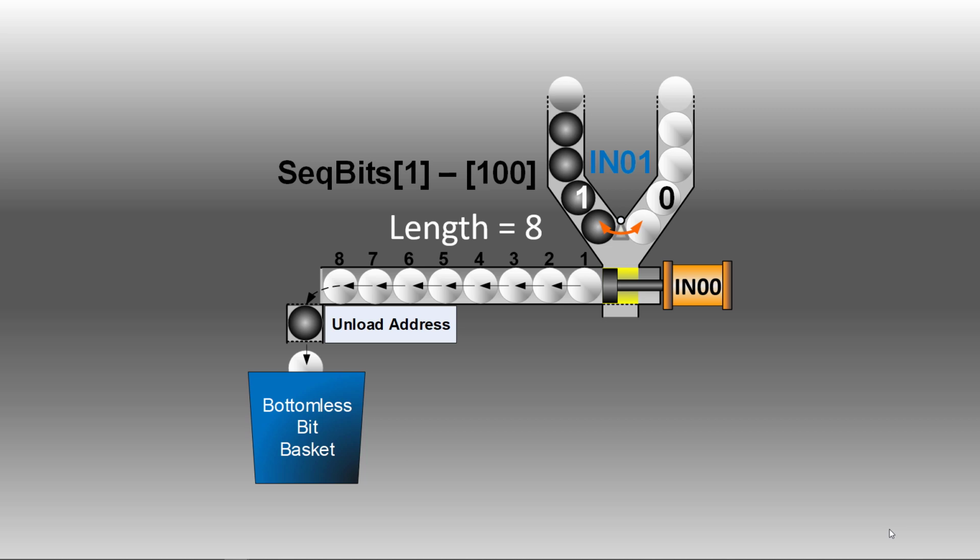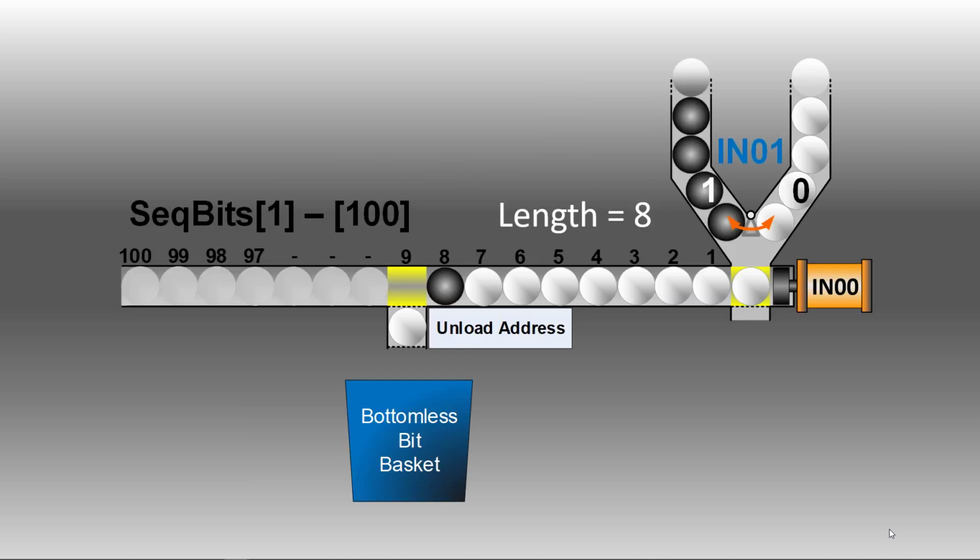Drawn a little bit better, meaning I eliminated 9 through 100 because they're not in play. So this looks a little clearer than the other diagram. Now the other diagram is correct. It's just that position number 9 is not involved in this process. But because of the way this thing is drawn mechanically, you see that 8 gets pushed through 9 as it drops into the unload address. So this is a little bit clearer drawing. So where would you use something like this?